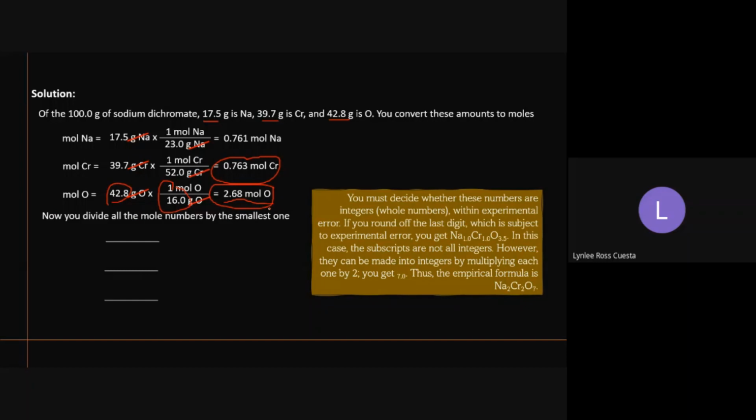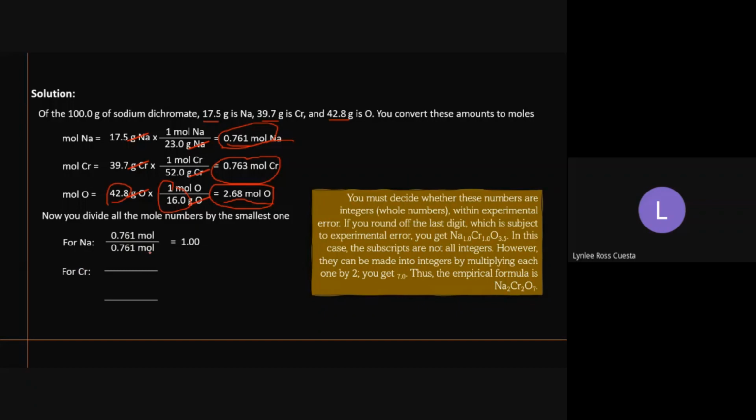Now you divide all the mole numbers by the smallest one, just like what we did earlier. This is for us to get the empirical formula. So for sodium, since the smallest is sodium, you have 0.761 mole of sodium. So you divide all of these by 0.761. So for sodium, we have 0.761 mole over 0.761 mole, and then the answer is 1.